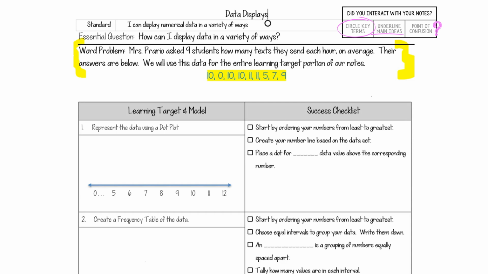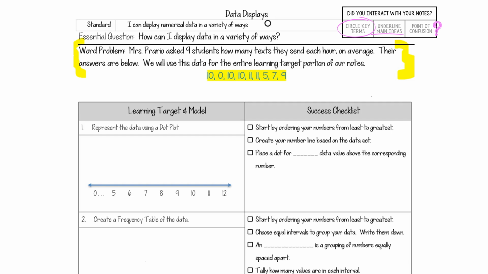And now we're going to learn 3 specific methods of representing our data. One is a dot plot, we have a frequency table, and a histogram. So let's look at the dot plot first. We're going to start by reading off our success checklist. It says, start by ordering your numbers from least to greatest.